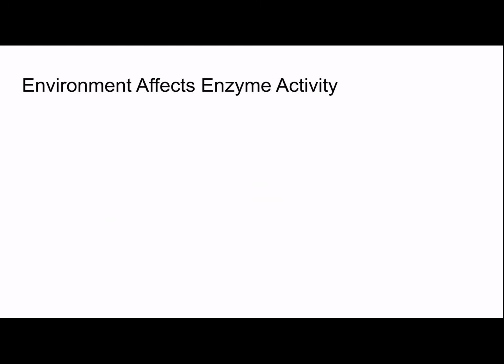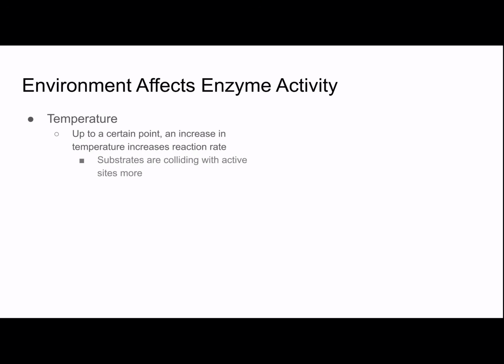So the environment will affect enzyme activity. Temperature, up to a certain point, an increase in temperature increases the reaction rate, and this is because substrates are colliding with the active sites more. So again, like we talked about earlier, heat and temperature affects how fast the molecules are moving. So up to a certain point, increasing the temperature will increase the speed at which the substrate molecules are moving, which means that they'll collide with the active sites more, so the reaction rate will be increased.